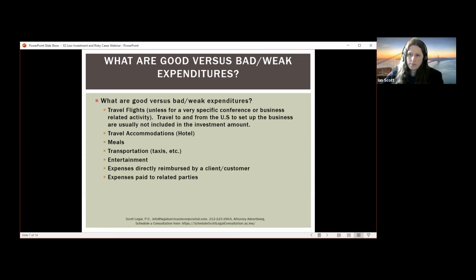Travel comes up a lot, as do related costs with travel. Unfortunately, it's really not a strong expense. Many consulates actually will say on their websites, do not include this. We don't like to include it because even if it brings your investment amount up, it's not looked on favorably by the officers, and they'll feel that you're padding your application, and it actually can work against you to include these types of things. When we talk about expenses paid to related parties, many people own multiple businesses.